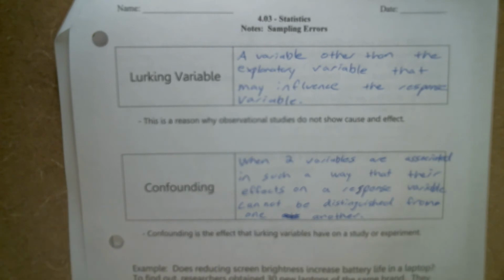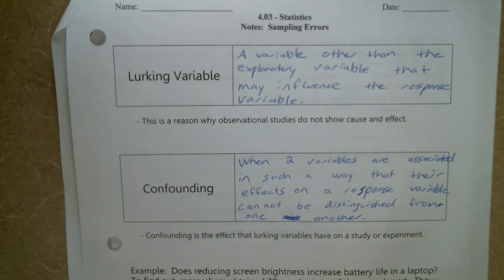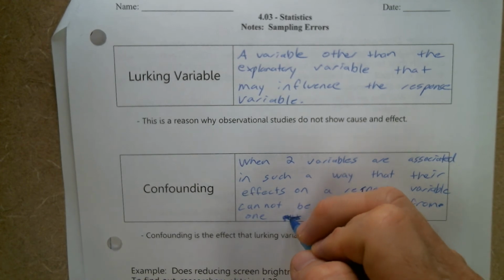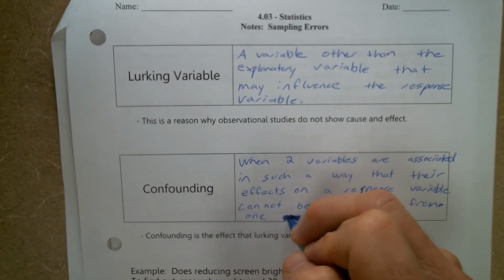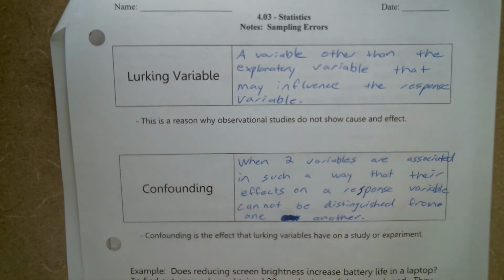And then down below it says, confounding is the effect that lurking variables have on a study or an experiment. So when you have a lurking variable that moves in the same direction as one of the variables you're measuring, it then becomes difficult to say, like, okay, what's actually causing these response effects? Like, I'm seeing a change in my response variable, but I don't actually know what's causing it because there's this lurking variable in the background that's moving in the same direction as the variable that I am measuring. So it makes me think that I'm giving credit to the wrong thing.